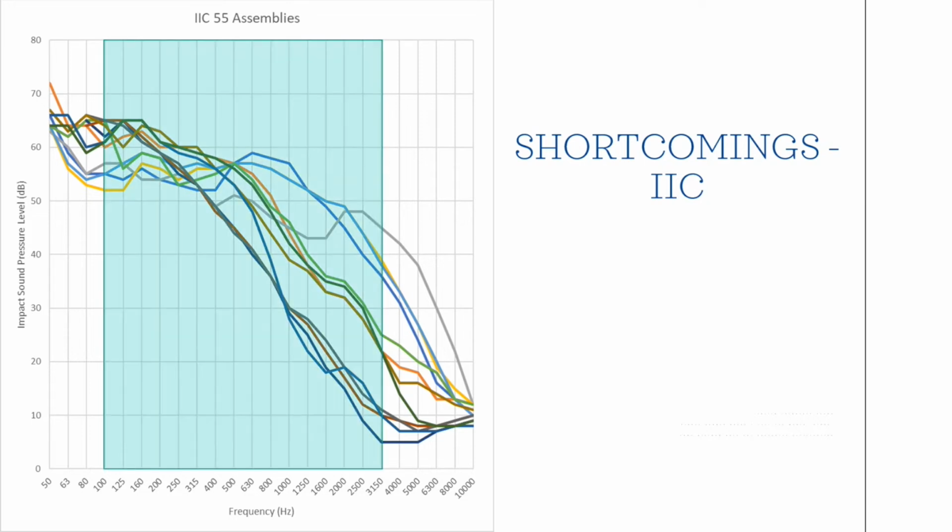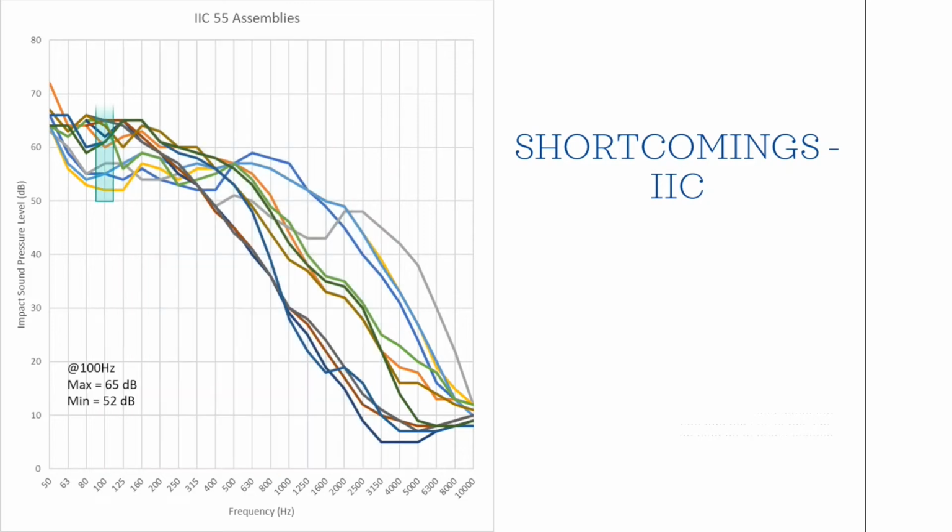So here's the range for IIC. Even within that range, there's still big variation. If we look at the low end at 100 hertz, the minimum level measured was 52 dB and the maximum was 65 dB. So it's a 13 dB difference. And for some context, a 10 dB increase is a doubling in perceived loudness. So at 100 hertz, the loudest assembly here was more than twice as loud compared to the quietest assembly. That's a big difference, but they got the same IIC rating.